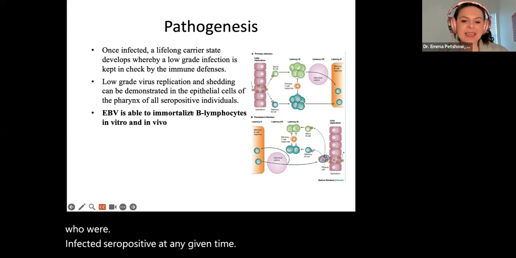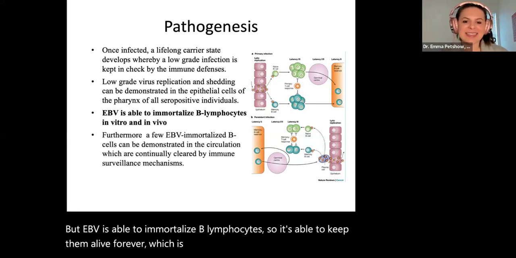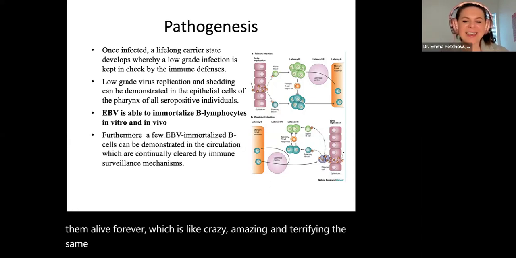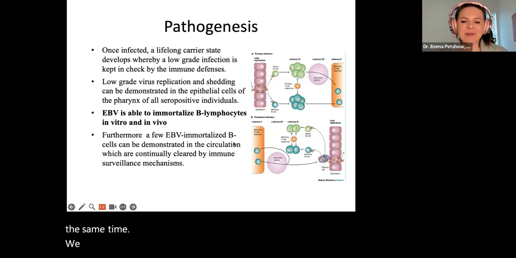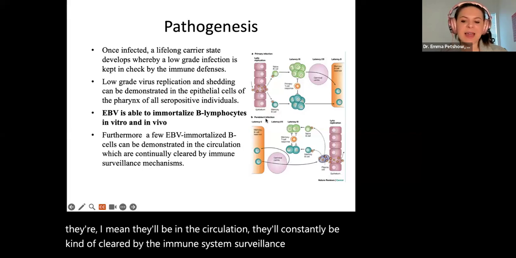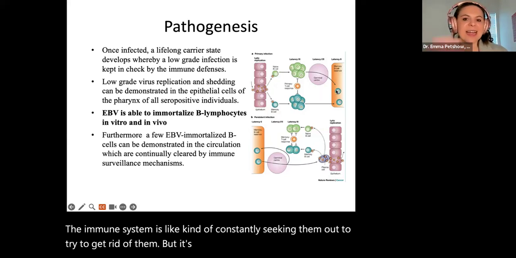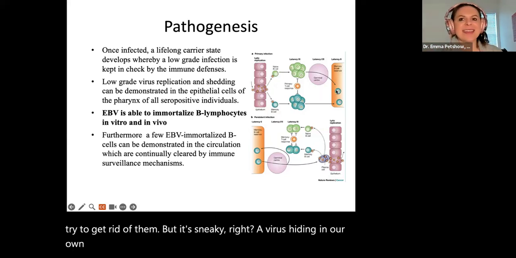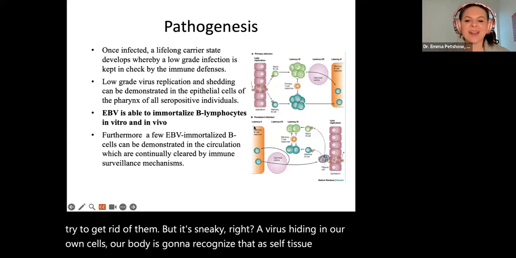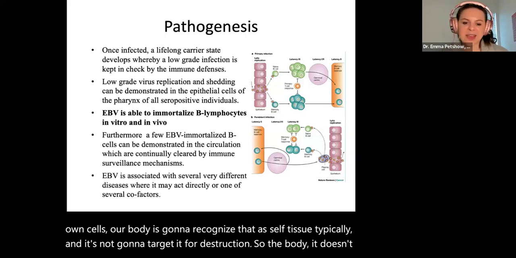But EBV is able to immortalize B lymphocytes. So it's able to keep them alive forever, which is like crazy amazing and terrifying at the same time. Most EBV immortalized B cells, if they get to circulation, will constantly be cleared by the immune system surveillance mechanisms. The immune system's constantly seeking them out to try to get rid of them, but it's sneaky, right? A virus hiding in our own cells, our body's going to recognize that as self tissue typically, and it's not going to target it for destruction. So the body doesn't ever fully clear this virus.